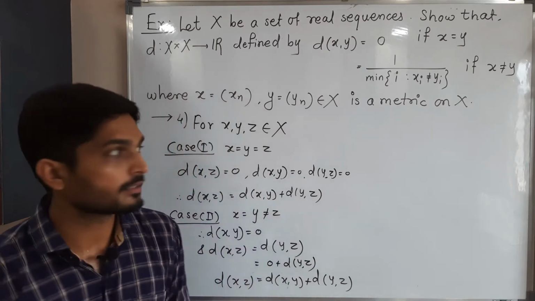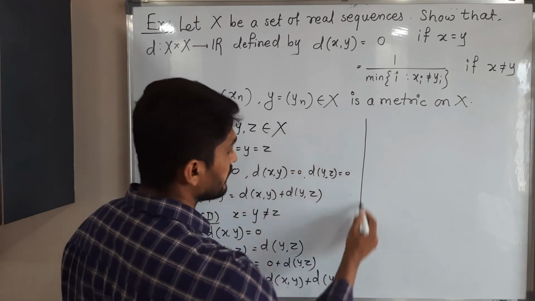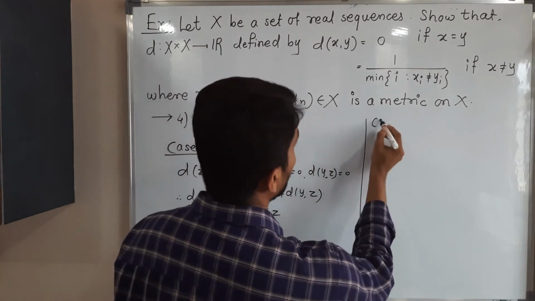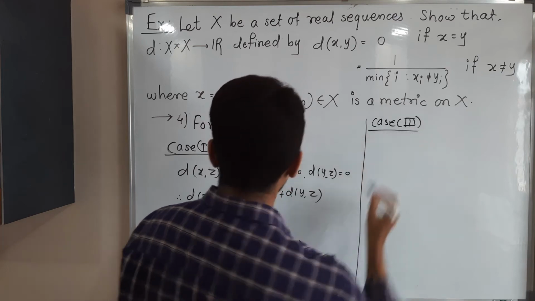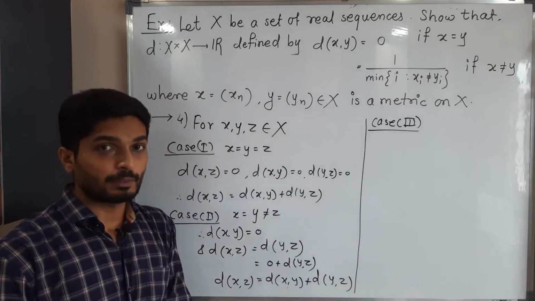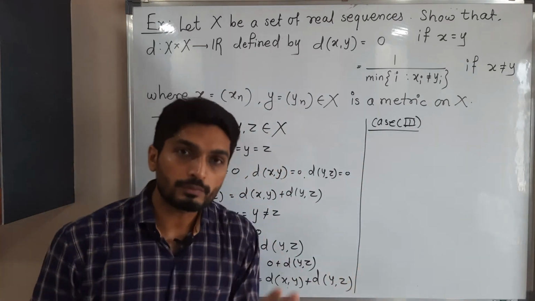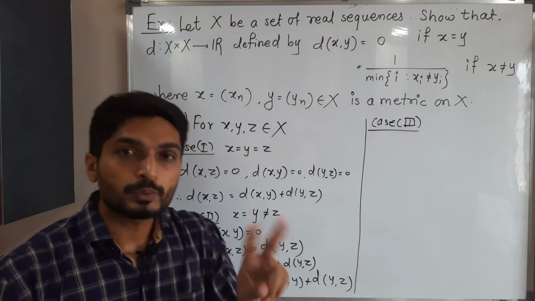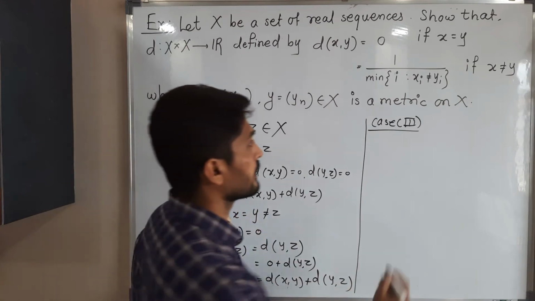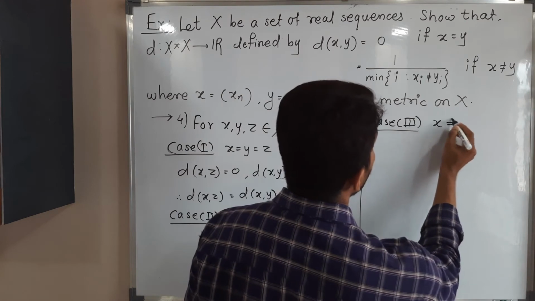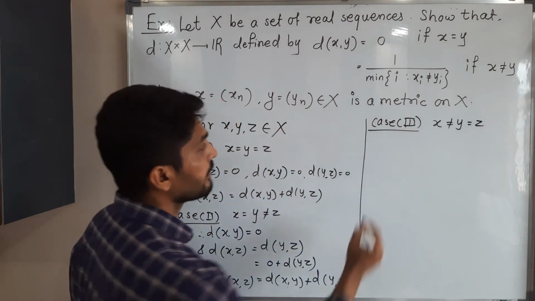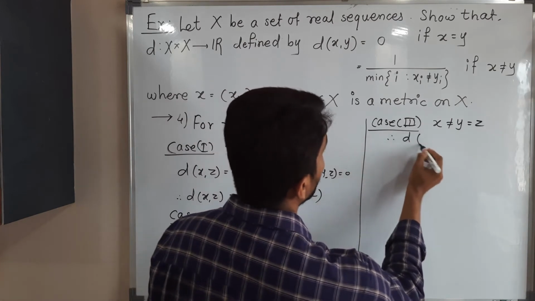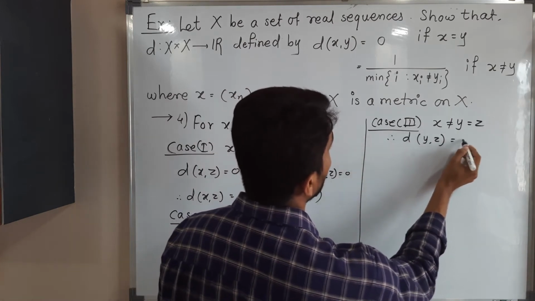Let us discuss the third case. Tell me, what is our third case? Try to think. The third case is obviously, what we have considered: first two equal, last one different. Now what will I do? I will consider the last two elements the same and the first one different. So here I will consider x is not equal to y, which is equal to z. Therefore d of yz is equal to 0.